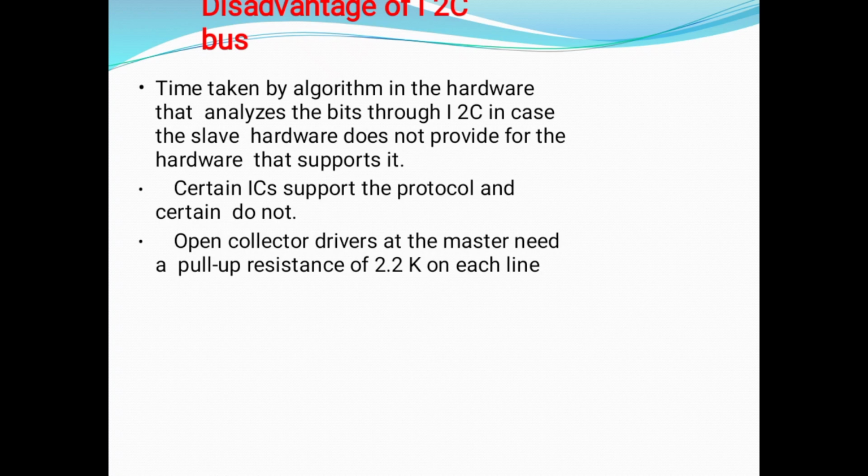The disadvantages of an I2C bus: the time taken by the algorithm in hardware that analyzes the bits through I2C, in case the slave hardware does not provide the hardware that supports it. Certain ICs support the protocol and certain do not. Open collector drivers at the master need a pull-up resistance of 2.2K on each line.